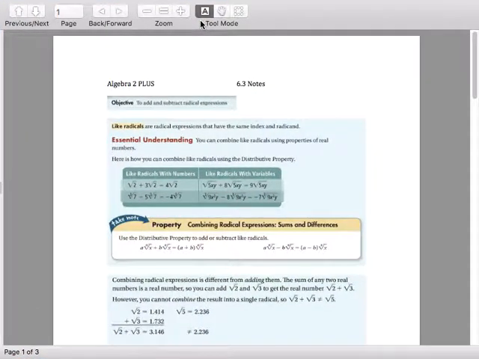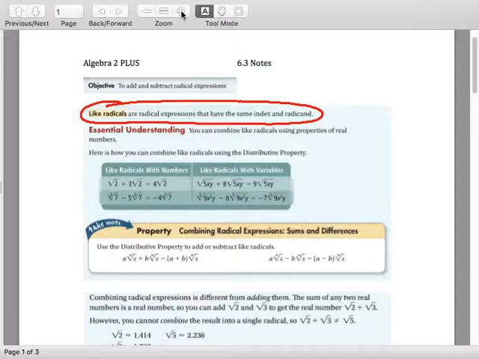Okay, so here we go. The objective, if you see that at the top, says we want to be able to add and subtract radical expressions. Like radicals, and if you'll do me a favor, use whatever writing utensil you have, and let's circle this sentence below. Like radicals are radical expressions that have the same index and radicand.